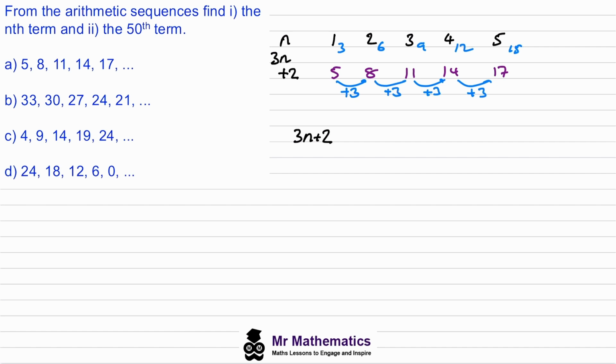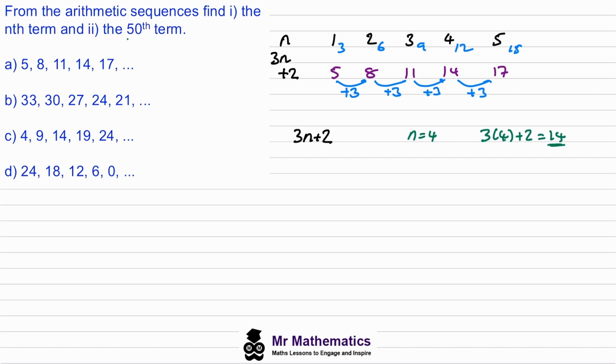So we're saying that the nth term for our sequence is 3n plus 2. And we can check this works. When n equals 4, we should get 14. And if we substitute this 4 into our formula, we get 3 lots of 4 plus 2, and 12 plus 2 does make 14. Okay?